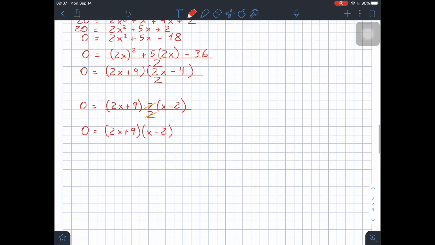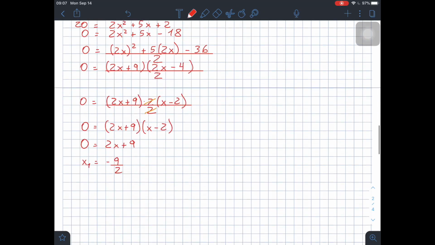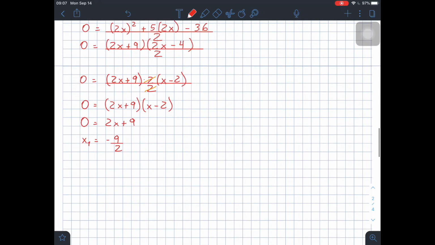So one possible value of x would be if we set this to 0. Let's see, 0 is equal to 2x plus 9, sorry. So we will get that negative 9 over 2 is one possible value of x. I'm going to write it the other way around. We're going to get that x1, the first possible value of x, is negative 9 over 2. There is no unit of measurement, so we're going to leave it like that. And if we set the other parenthesis to 0, we'll get that 0 is equal to x minus 2. That means that the other possible value of x is equal to 2.